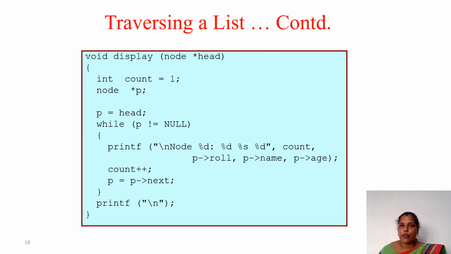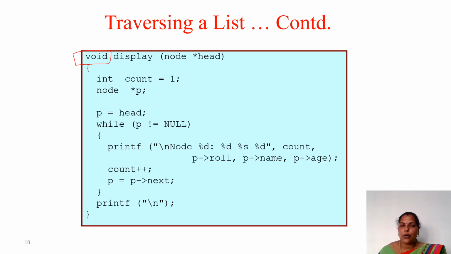So this is the code for traversing a list. Here we have a function. This function is not returning anything, so it is void. If it were returning any node or something, we would have to mention it here. Here void means this function is not returning anything. So void display, and the parameter we are passing is the node star head, which we already have. Because we are going to display the list, we pass the list.